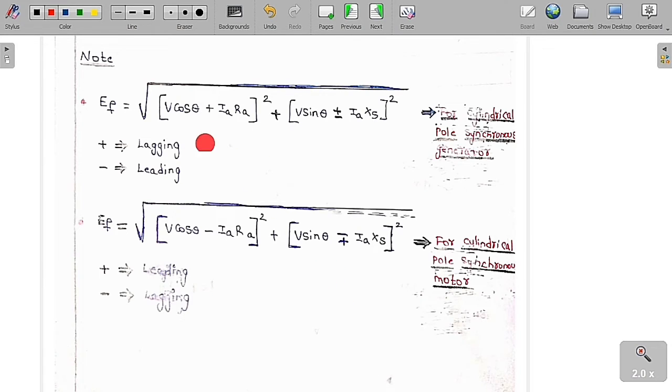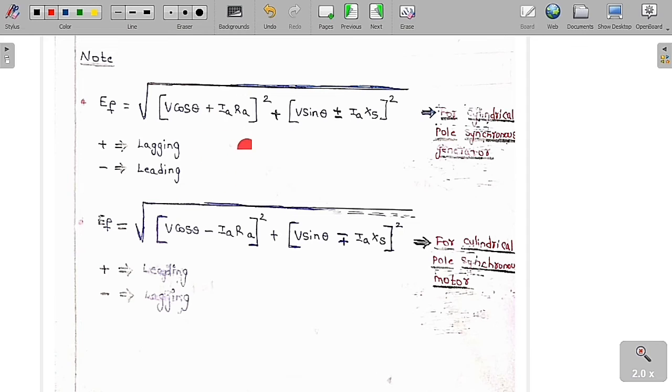The basic difference between them is that in the generator equation you have plus and minus, and here in the motor equation you interchange plus by minus and minus by plus. Here, if you interchange the plus by minus you get lagging, and minus by plus you get leading. So the only thing you need to do is replace plus by minus and minus by plus. Now if you keep minus you get lagging, and if you keep plus you get leading.